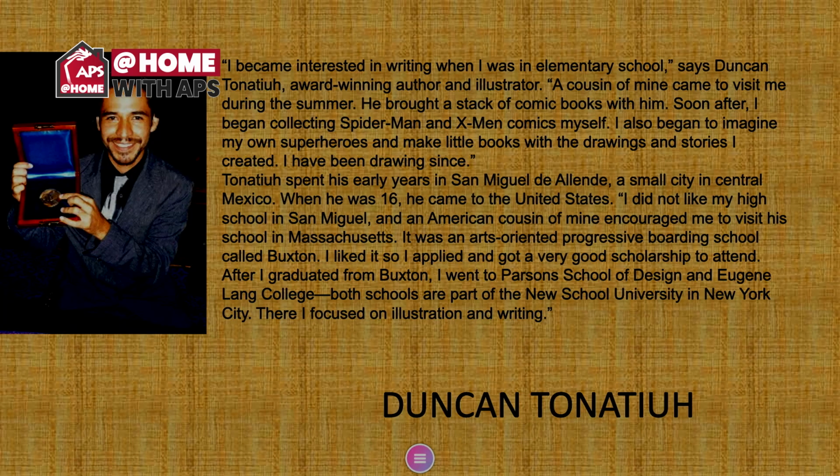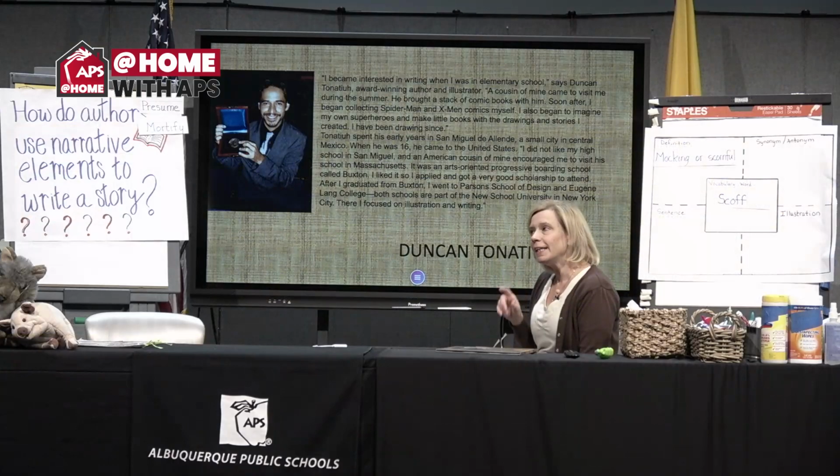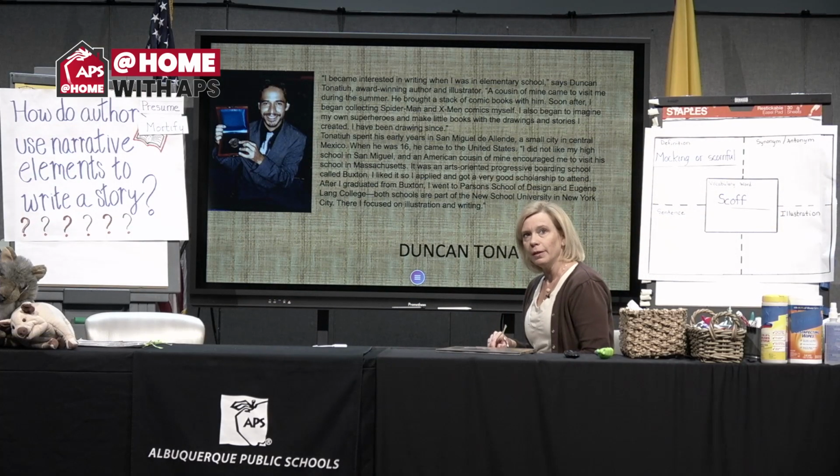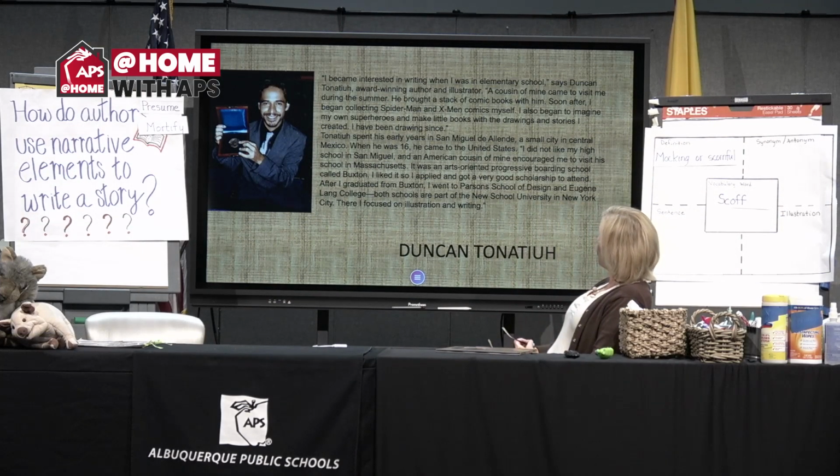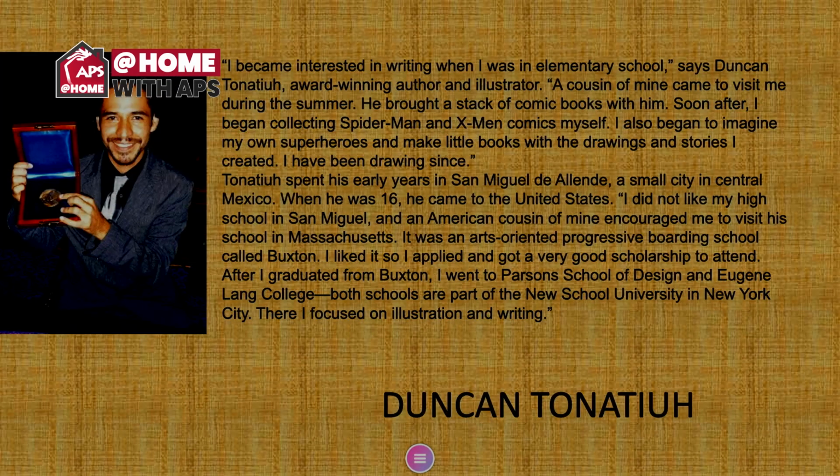So the things that you're doing with Miss Abby are what this author, this award-winning author, began doing. And the cool thing about that is he began by writing them. He also began by illustrating them. So he illustrated the story. He grew up in Mexico, and then one of his cousins encouraged him to come to the United States and go to school. So he ended up going to college in the United States and became this amazing award-winning author. So his name is Duncan Tonatiuh.